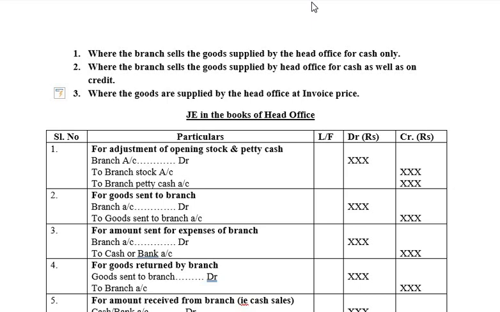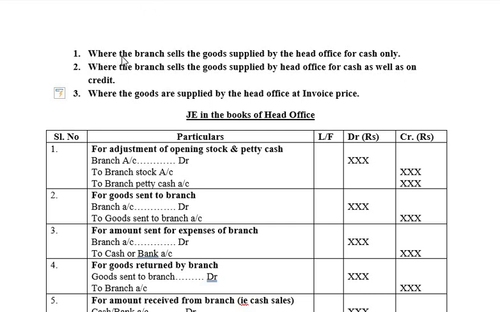In the previous class we were dealing with different types of branches. In today's class we'll be dealing with the next aspect of the unit. Now when a head office opens different branches, then the branch has to record the transactions, and there are three ways of recording the transactions.